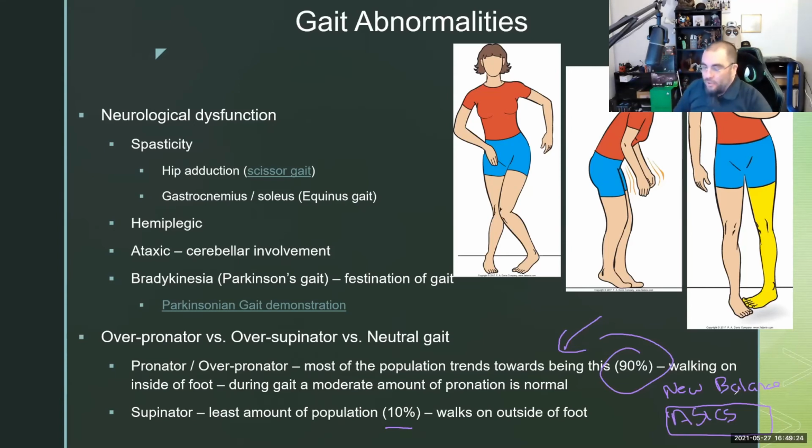I like the Dr. Scholl's kiosks just for that. I am an oversupinator. I walk on the outsides of my feet, but I also walk toe out, so that doesn't make it any better. I should have seen physical therapy when I was a kid, is what I'm saying.